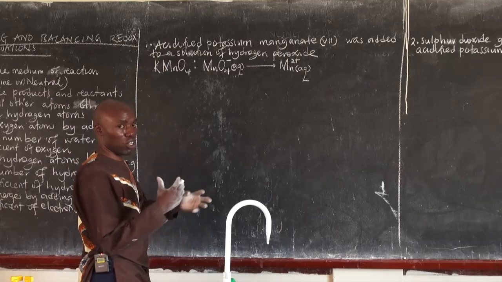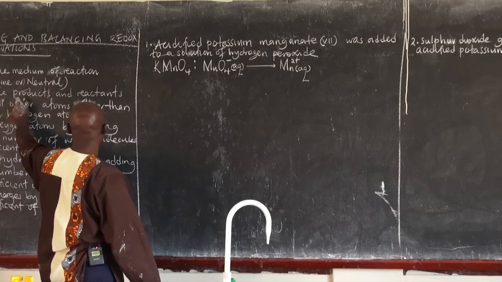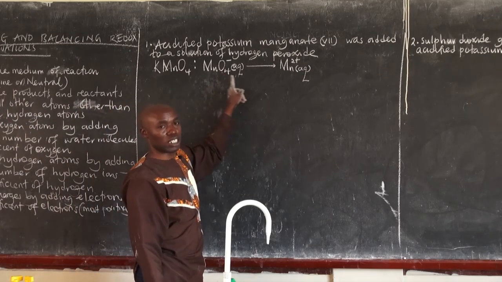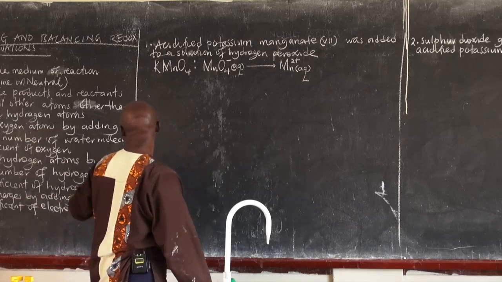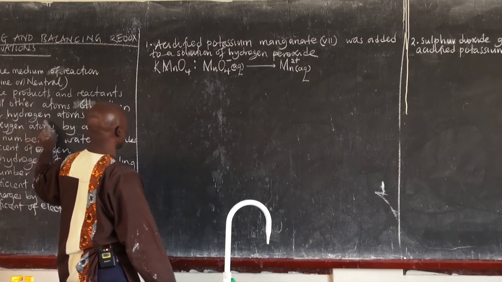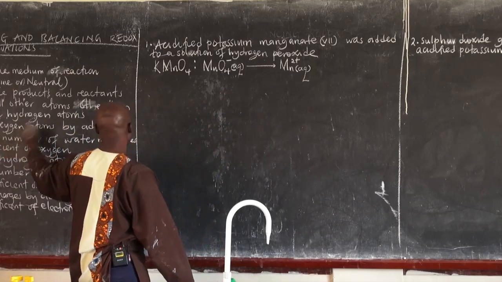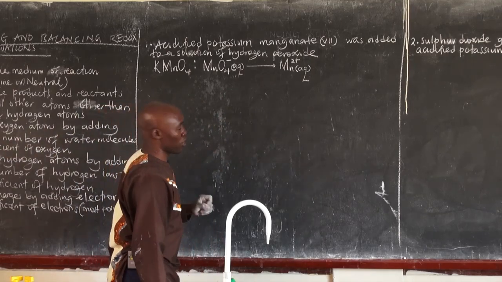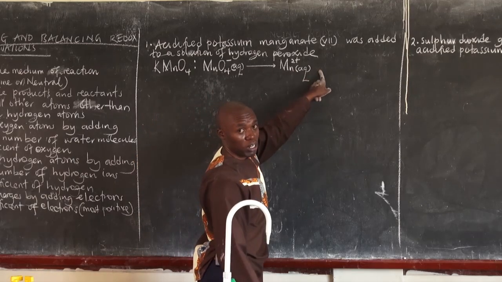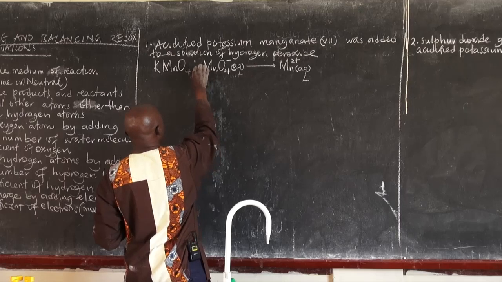Acidic meaning the final equation should have hydrogen ions. The next step is to identify products and reactants. I've already identified manganate 7 ions to manganese 2 ions. Then balance all other atoms other than oxygen and hydrogen. Manganese is balanced. Next, balance oxygen atoms by adding water molecules. Here there are 4 oxygen atoms. I have to add 4 water molecules there to balance oxygen atoms. So that is step 1.